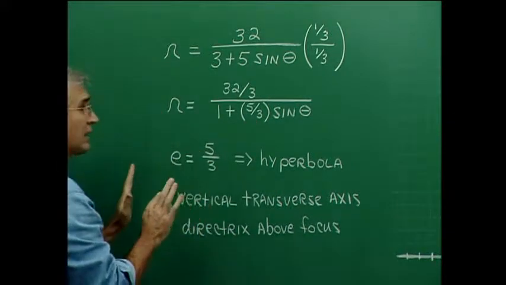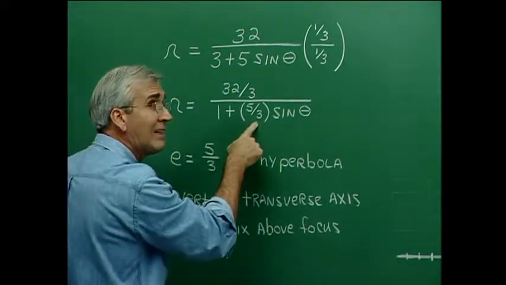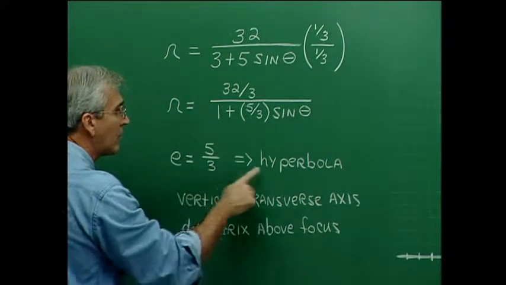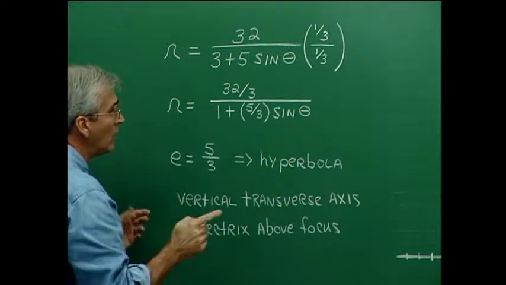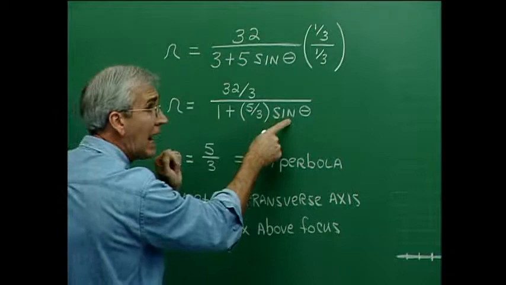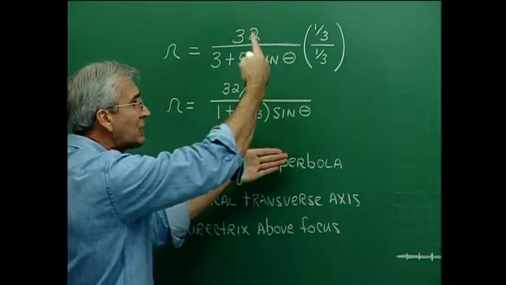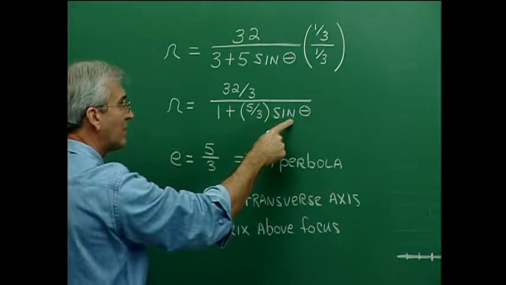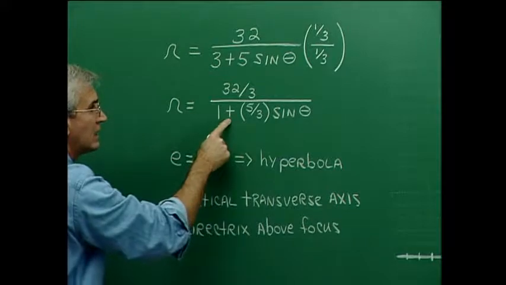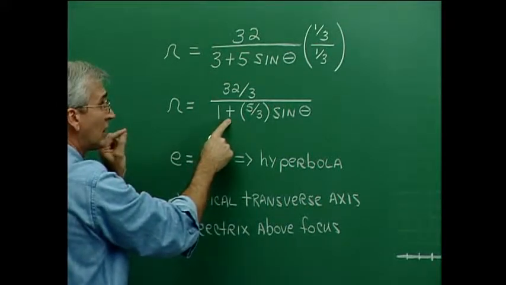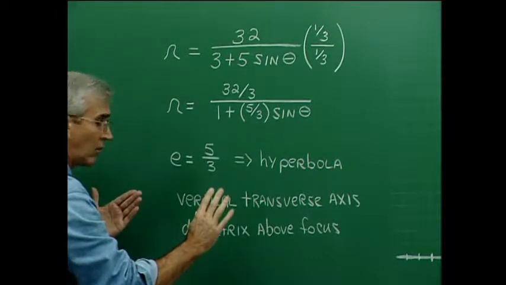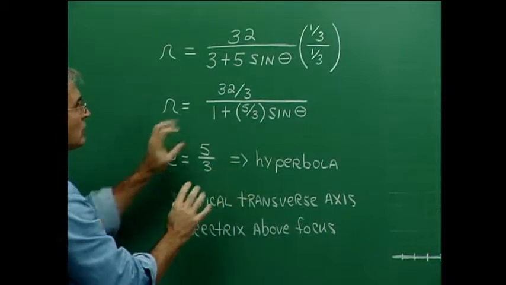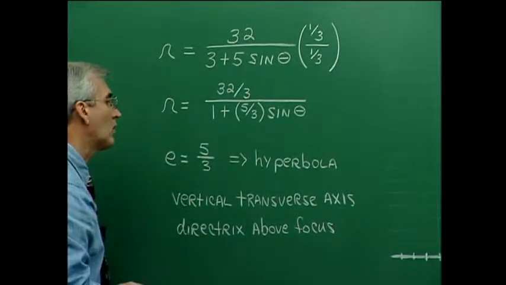All right, now we can identify the kind of conic by looking at the eccentricity. The e value is 5/3. 5/3 is larger than 1, and therefore we know we have a hyperbola. We also know a couple of other things. The sine tells us that all of the action is vertical. That is, we have a vertical transverse axis because of the involvement of sine theta. And this plus sign tells us that our directrix is located above our focus point. So, vertical transverse axis, directrix above the focus. We know all of those things just by looking at the standard form for our equation.